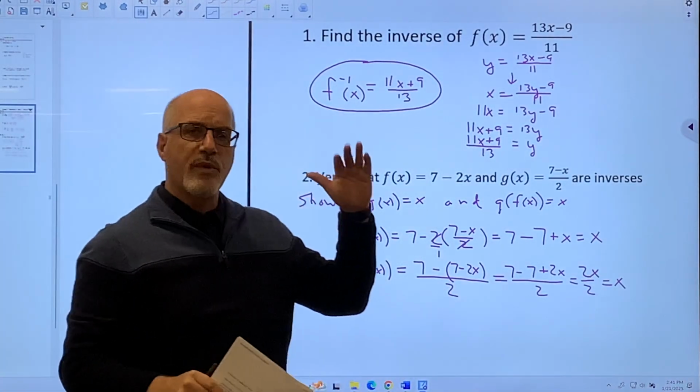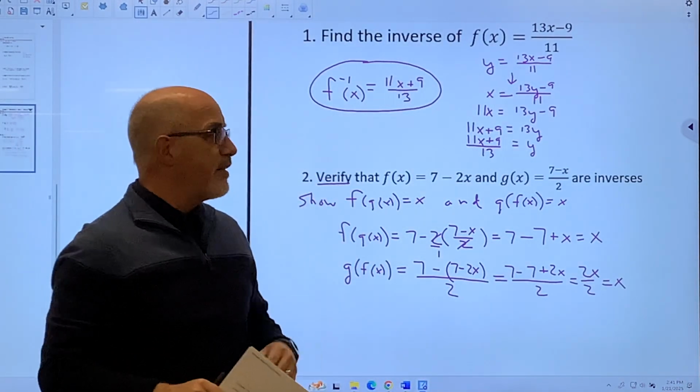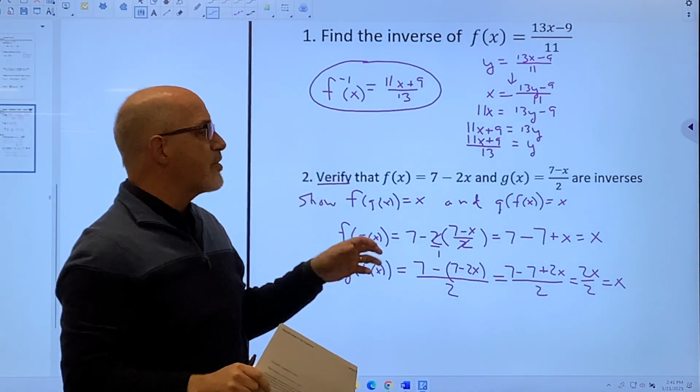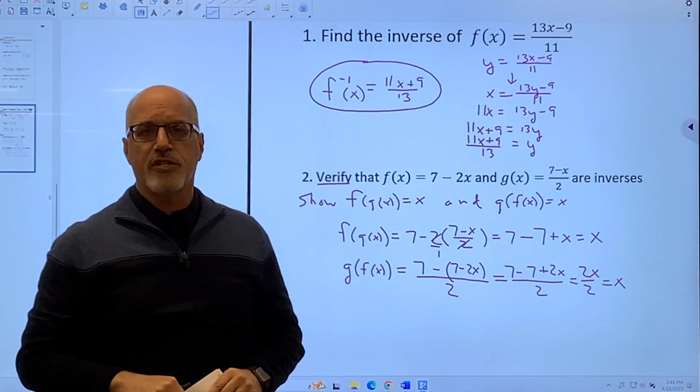So we've reviewed how to simplify when you have radicals in the denominator, and also how to find the inverse, and how to verify if two functions are inverses.